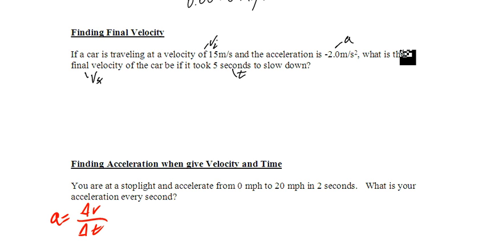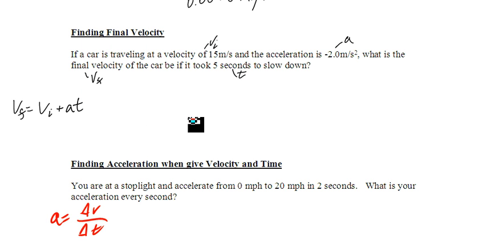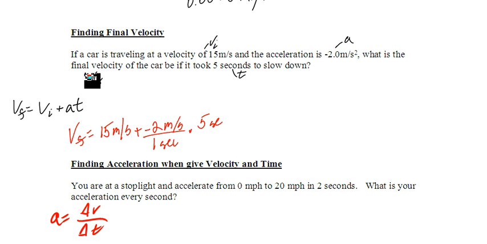So I'm going to use the equation then. v of f is equal to v of i, or the initial, plus the acceleration times time. And I'm going to plug in the numbers. So I'm going to say v of f is equal to 15 meters per second. I'm going to add that to negative 2 meters per second per 1 second. There's my acceleration. I'm going to multiply that by 5 seconds.